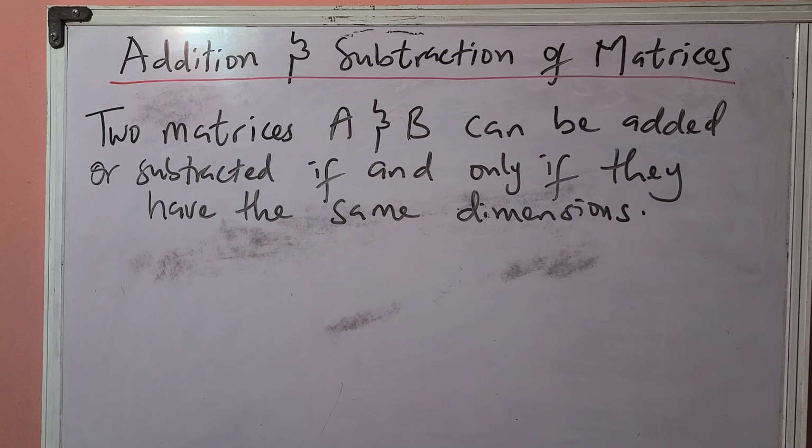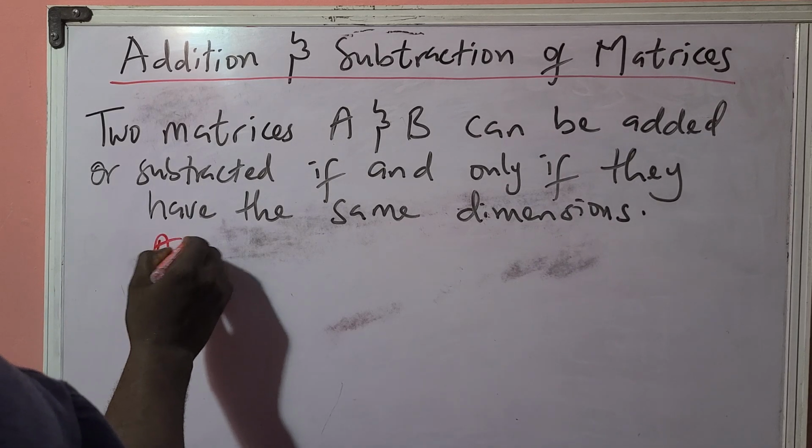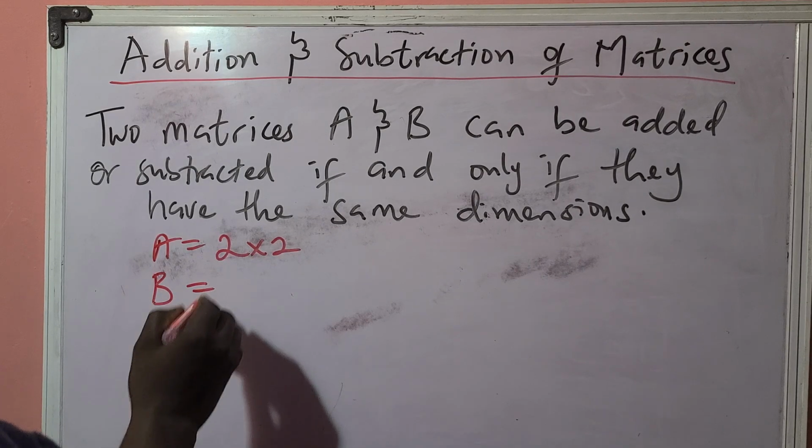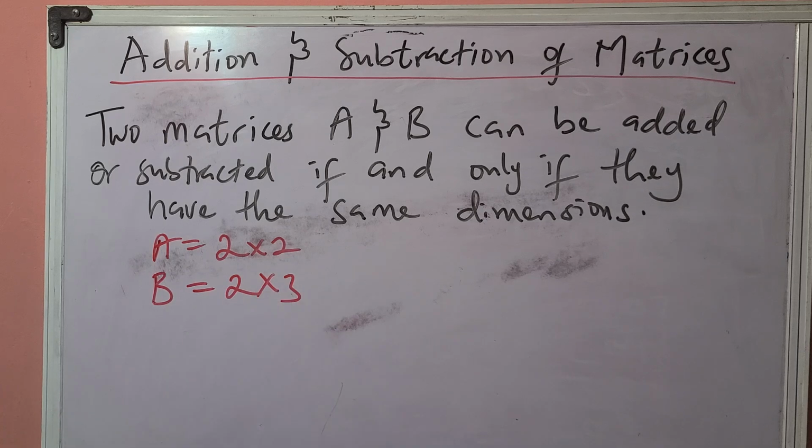All right, let's talk matrix addition and subtraction. The rule of thumb to always remember when trying to add or subtract two matrices is that the only time you can add or subtract two matrices is if they both have the same dimension. For instance, if your matrix A is a 2 by 2 matrix and your matrix B is a 2 by 3 matrix, these two matrices cannot be added together. You cannot add or subtract these two matrices.